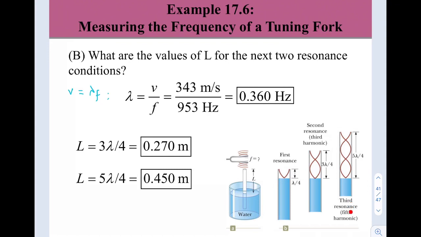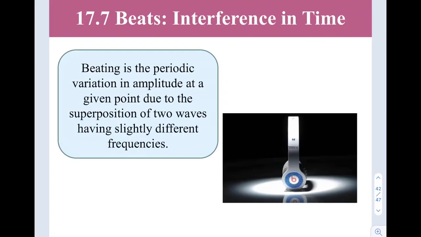For the third resonance or fifth harmonic, the L is equivalent to 5 lambda over 4. So substitute the value of lambda here. You will get the L for the third resonance or fifth harmonic, which is 0.45 meter.